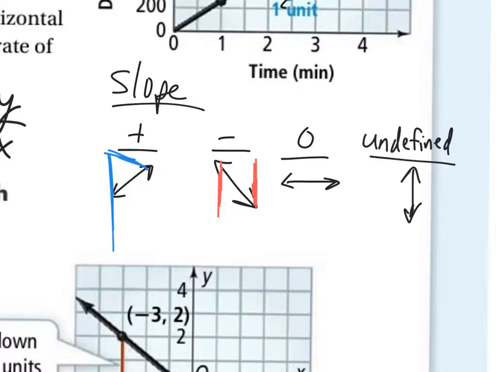And then I think maybe new to you guys this year would be the 0 slope and the undefined slope. And we'll talk about those more as we go along here.